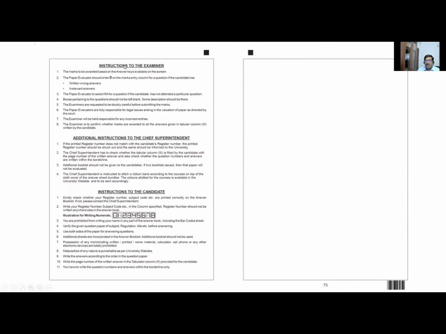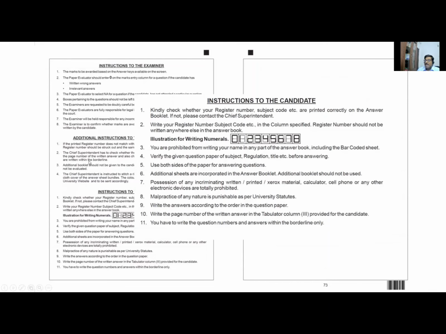The instructions to the examiner, the chief superintendent, and the candidate are there. Spend time reading them the first time. Ensure that the register number is printed correctly on the code, and don't write your name anywhere. Verify every part, including the question paper code. Use both sides for writing. No additional sheets will be given; you'll be given only 64 pages to write your answers.